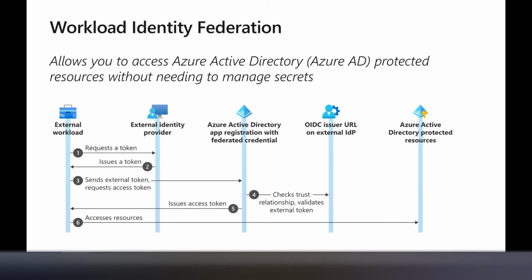I'm going to take the example of GitHub Action. This is a workload that needs access to Azure resources. First of all, it needs to go in, as you can see, step one, to the external IDP, which in this case is the GitHub IDP. It's going to ask for a token. GitHub will issue a token to it. It's going to take that token. Now we are on step three.